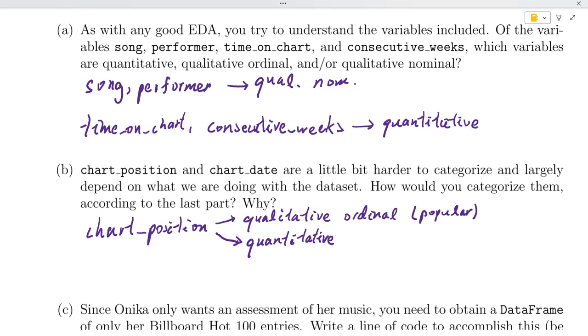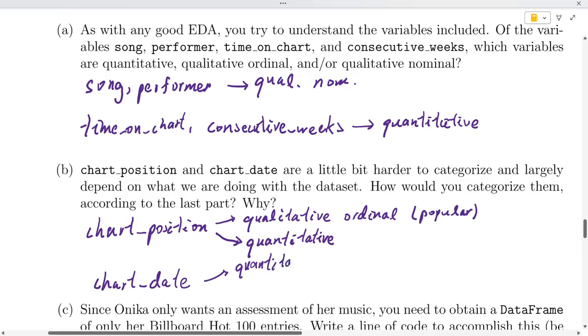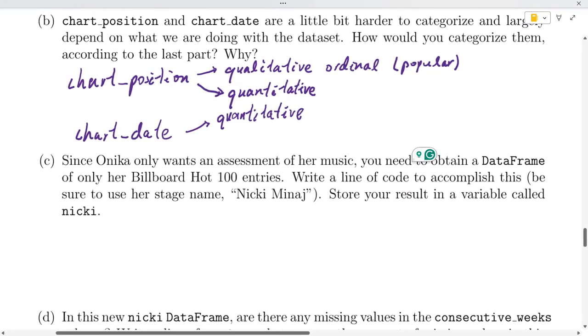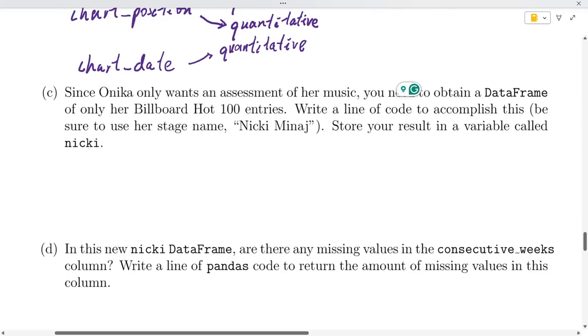All right, and then chart date is mostly a quantitative variable because it measures time in a numerical form, and you will mostly do numerical operations with it. A date would not be qualitative because a date has to be mentioned or described in some numeric form. Okay, now let's move on to questions that have more concrete answers, such as part C and follows.